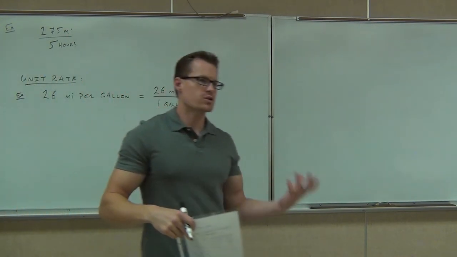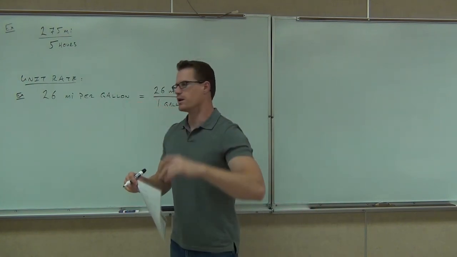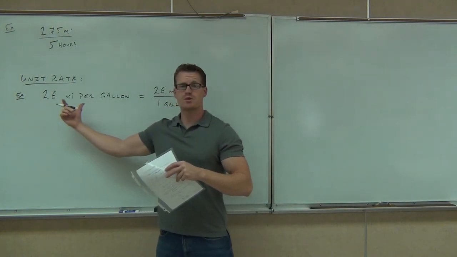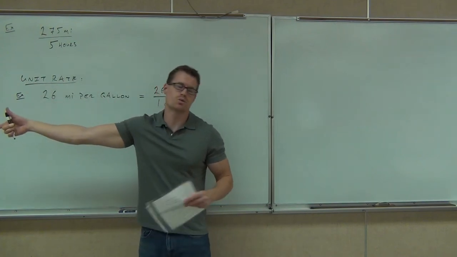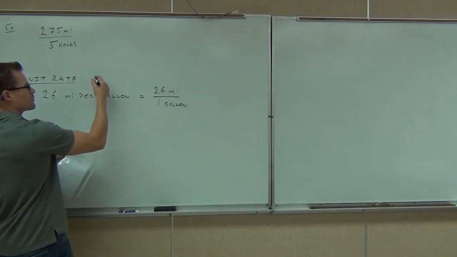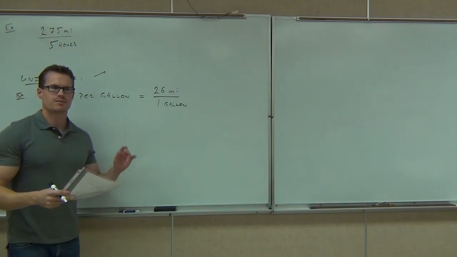So we reduce it to the point to which we can say the word per, which means over one. So if we get 26 miles per gallon, that means for every 26 miles, I'm using 1 gallon of gas. Or in other words, for every 1 gallon of gas, I get to go 26 miles. This thing right here is a unit rate. So unit rate, I'll put a little definition up here for you. This is a rate where the denominator is 1.